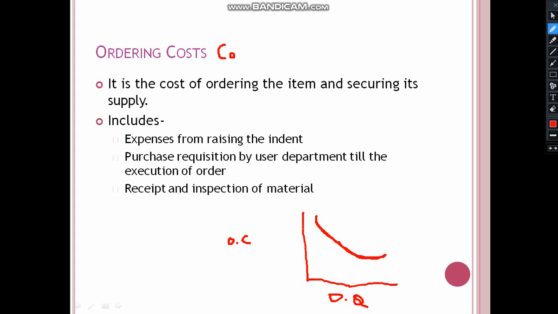As we keep on increasing the order quantity, our ordering cost will reduce. But yes, definitely there will be some point beyond which, if we increase the quantity, then your ordering cost will increase. Okay, so this is your ordering cost.